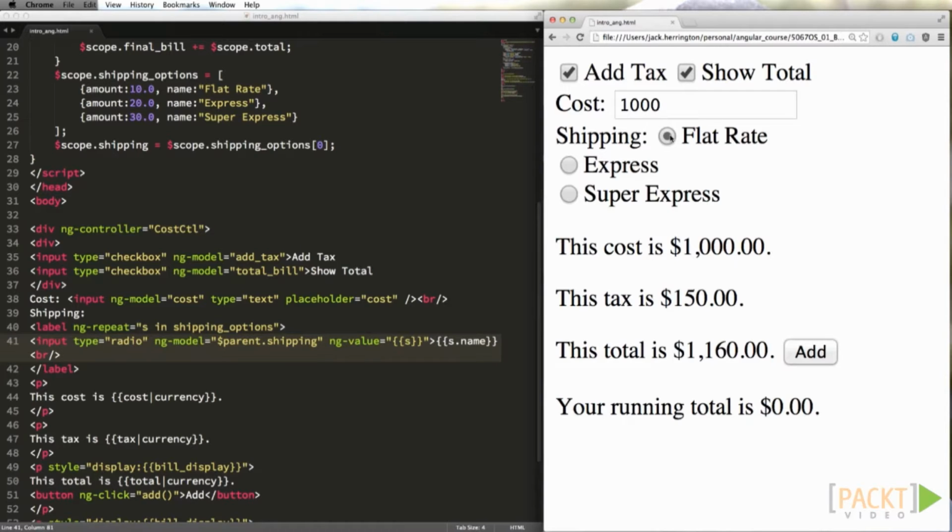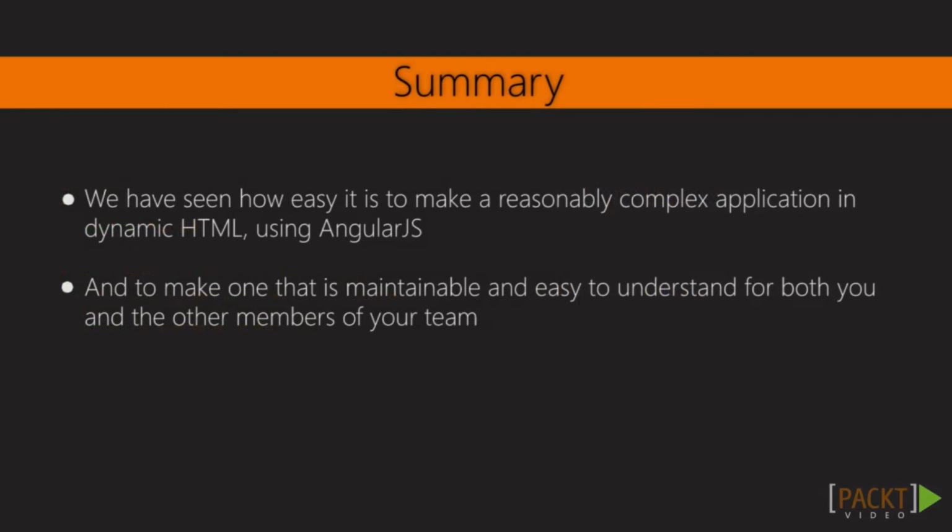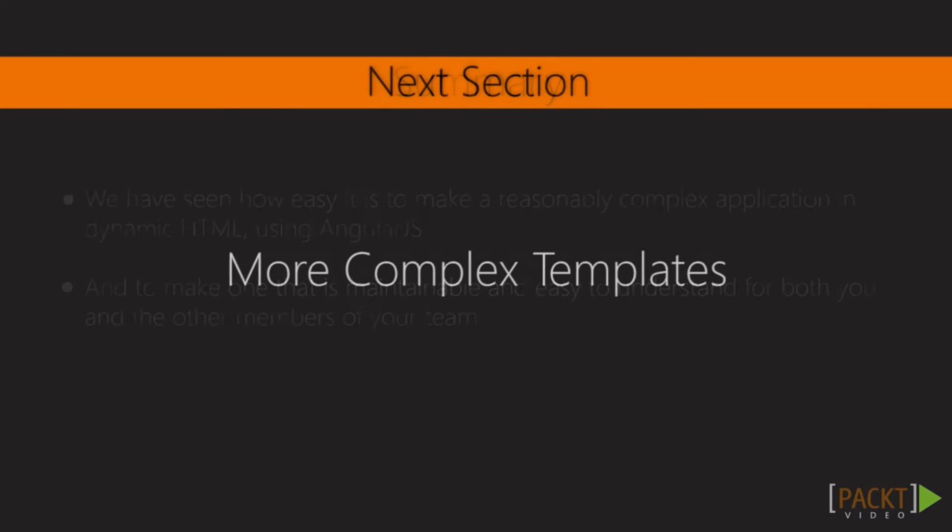Now, it's a little advanced based on where we are so far. In the next couple of sections, we'll go through this ng-repeat and show how that can be used more broadly. So in this segment, we looked at four different new types of controls: checkboxes, buttons, select boxes, and radio buttons. And we've seen how to integrate all those together within an Angular application through the use of the controller. So at this point, you should be pretty excited about just how easy it is to make a reasonably complex application in dynamic HTML using Angular, and to make one that's maintainable and easy to understand for both you and the other members of your team.